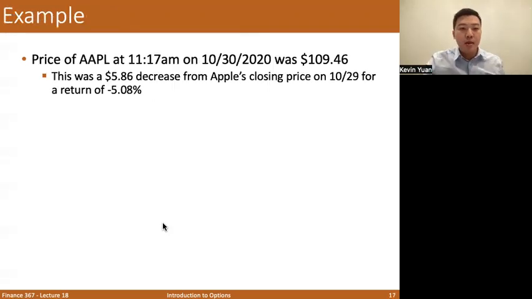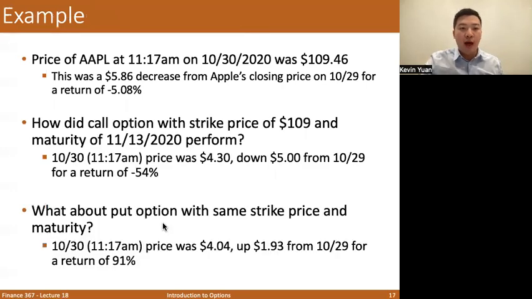Okay, so let's go through an example. Let's say the price of Apple stock at 11:17 a.m. on October 30th was 109.46. And this was essentially a 5% decline from the previous day. How did the call option with a strike price of 109 and maturity perform?